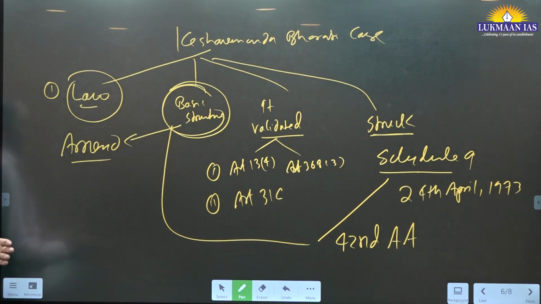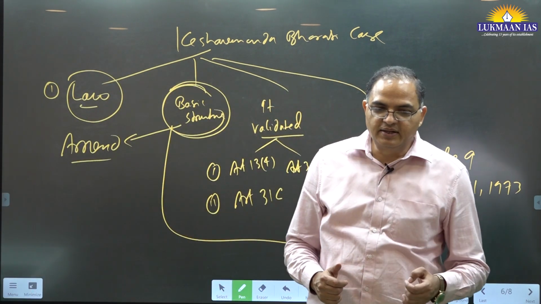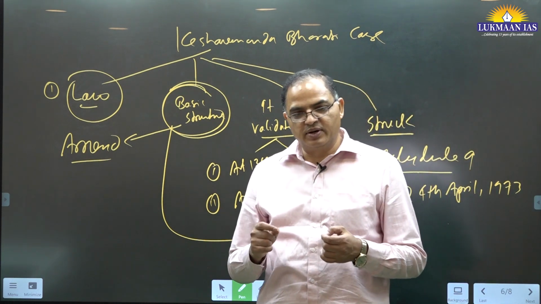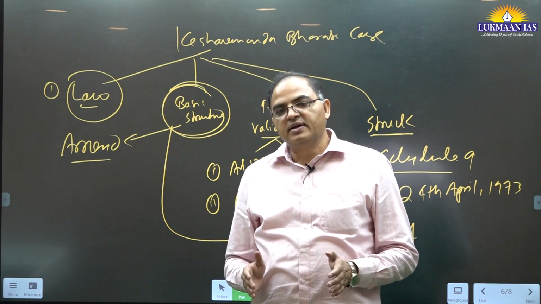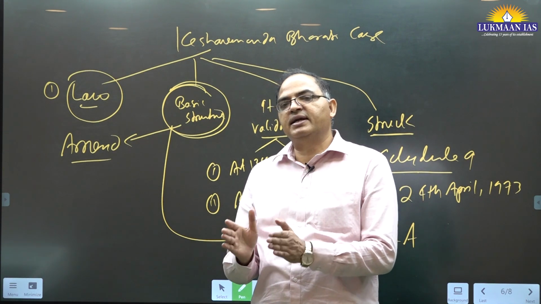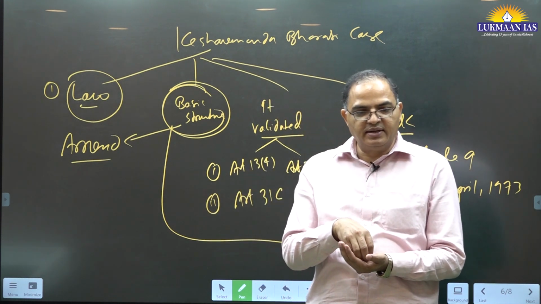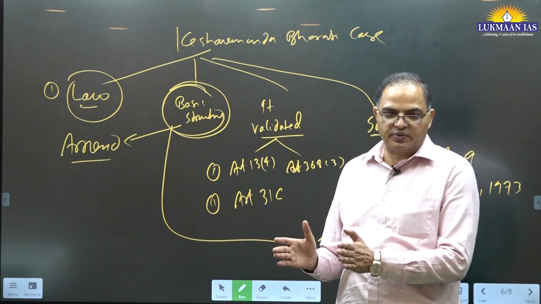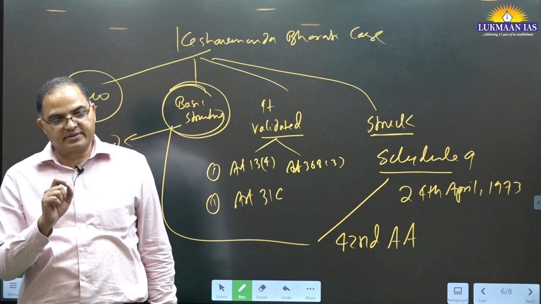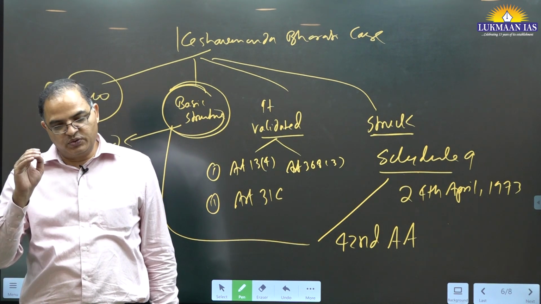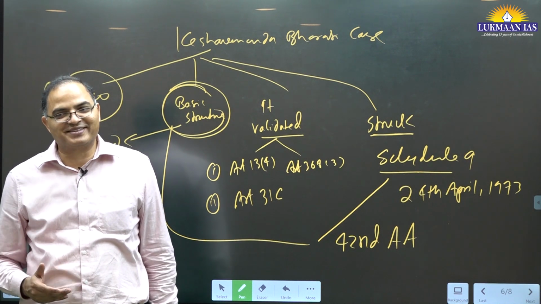Then 30. Let's see. Schedule 9 was not struck. Rather, it was told that whatever you keep in Schedule 9, it would be subject to judicial review. In the First Amendment Act, what they did is that they told that whatever laws you keep in Schedule 9 would be outside the purview of judicial review. That also was struck by the Kesavananda Bharati case. Yes, Schedule 9 will be under the purview of judicial review, because judicial review is one such basic structure.